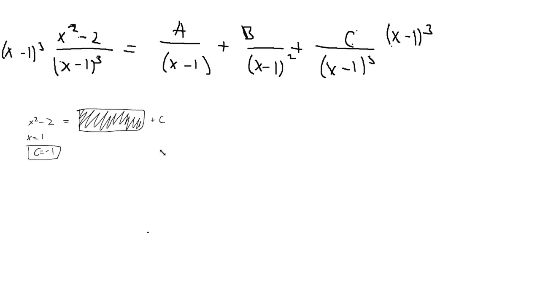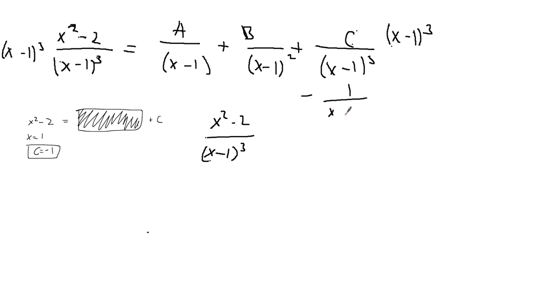So we'll have x squared minus 2 over x minus 1 to the third power. And then we have minus 1 over x minus 1 cubed now, because we established that c is equal to minus 1. So we can put c over here, turn this minus into a plus. We'll have plus 1 over x minus 1 cubed is equal to a over x minus 1 plus b over x minus 1 squared.